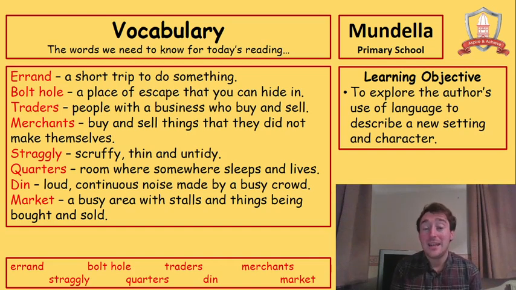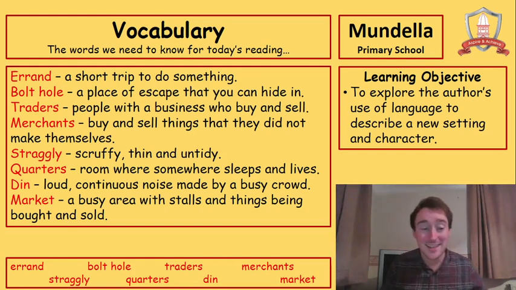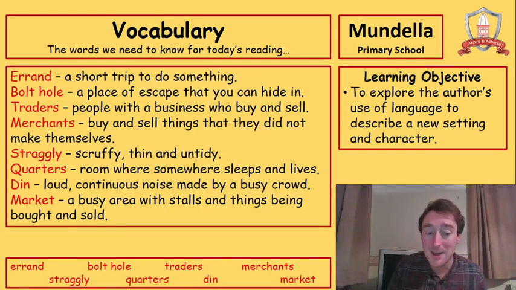Din. Now a din, if you hear a din, do you remember murmurs the other day? Murmurs was like a low background noise. But a din is loud, continuous noise made by a crowd in a fair, and there's noise everywhere and people asking for things and people doing deals for things in terms of trading in the market.